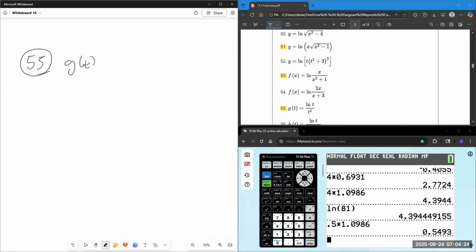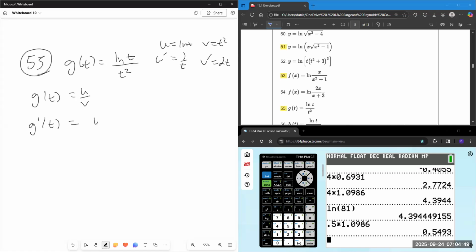G of t is equal to ln of t divided by t squared. So my u is ln of t, and my v is t squared. My u prime will be 1 over t. My v prime will be 2t. G of t is u over v. So g prime of t will be u prime v minus v prime u all over v squared.